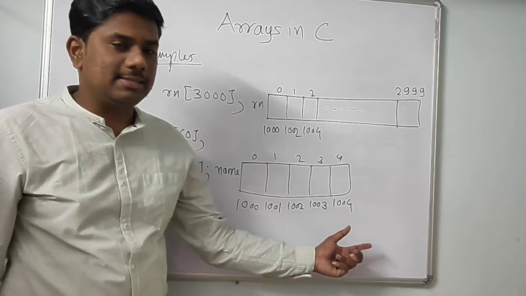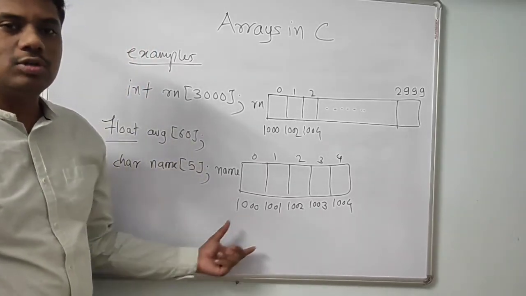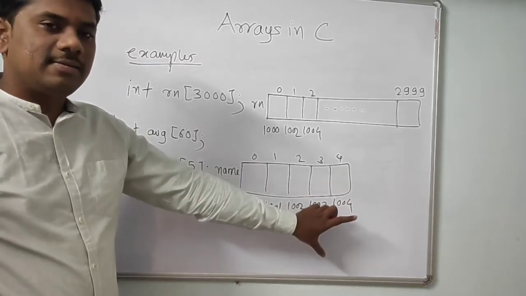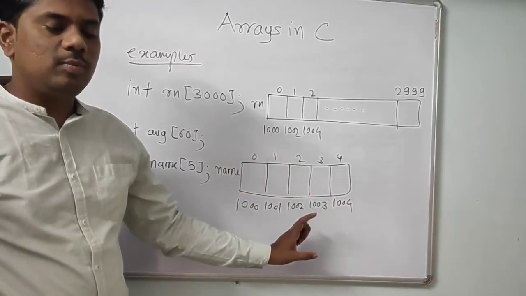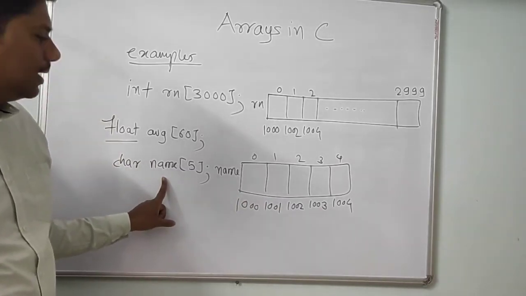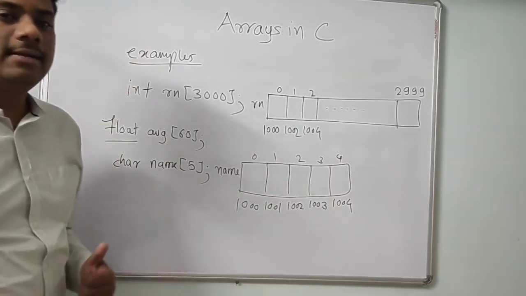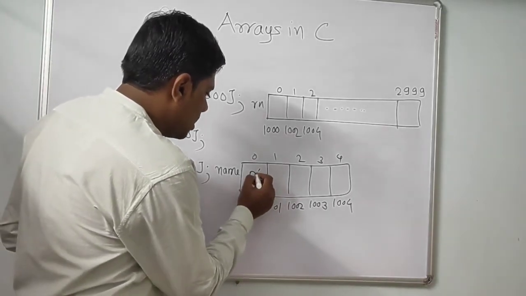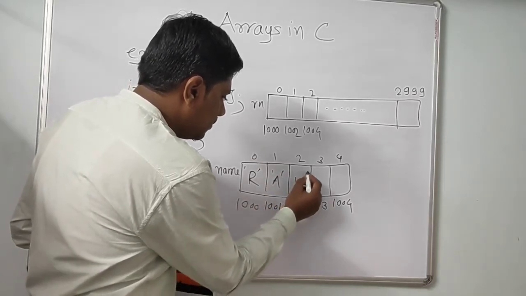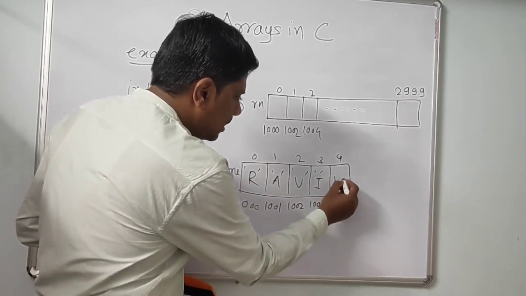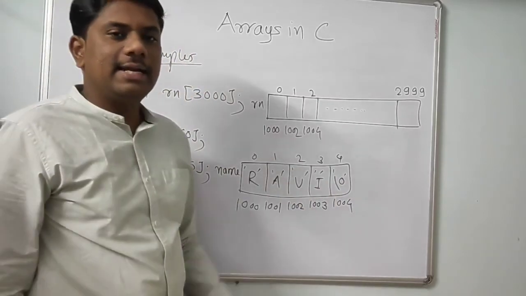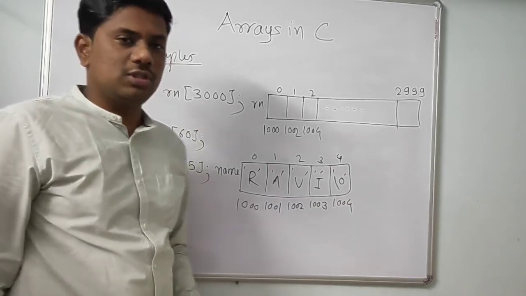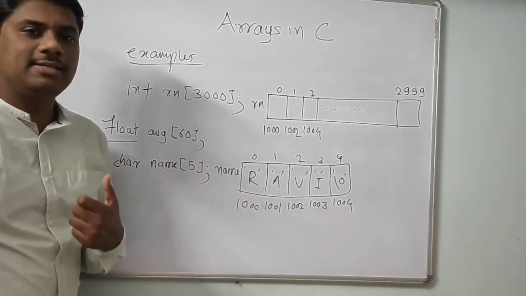These are the addresses because there are 5 blocks, each block carries 1 byte. So total 5 blocks or 5 bytes will be reserved for your name array. And here you can store the character constants. Like this, I can store my name. And last \0, which indicates the end of the string. These are the individual character constants I can store. So a character array is also possible.